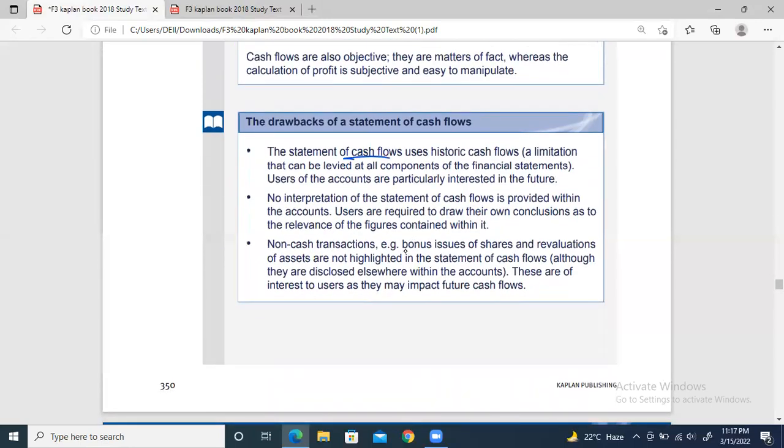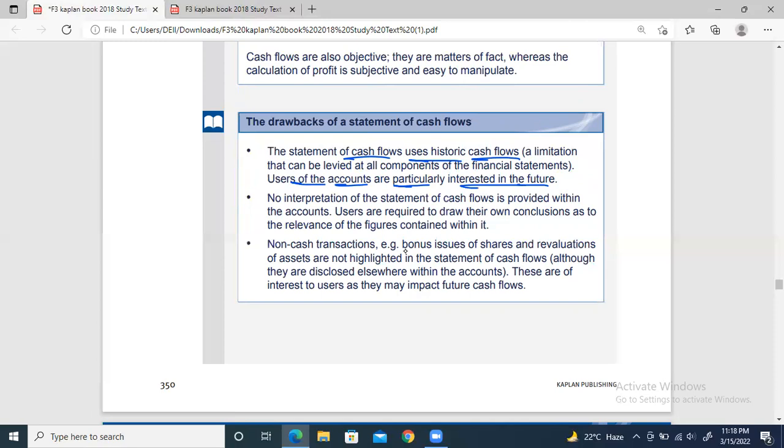The statement of cash flow uses historic cash flows, right? And users of accounts are particularly interested in the future. So if I am investing in the company, past will matter to me somewhat, but mostly I'll be considering how the company will perform after I invest in that company. And after I invest, that means future, right? What happens after today? So prospectively, not retrospectively.